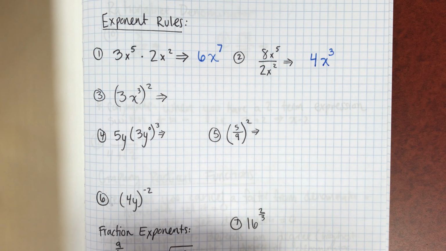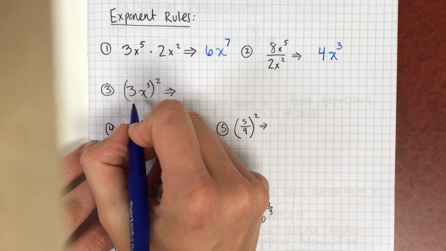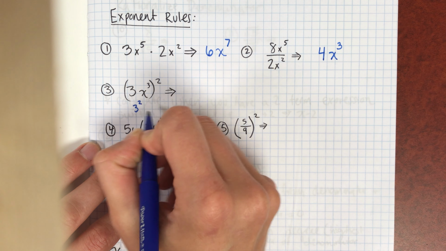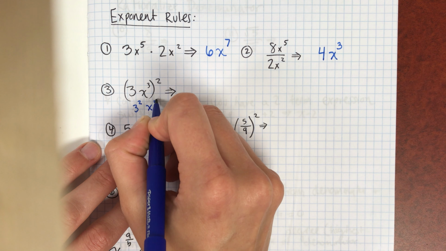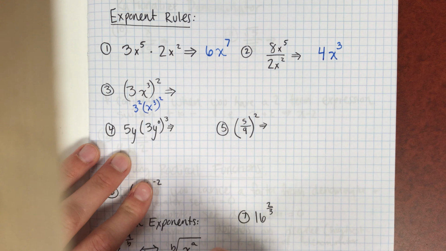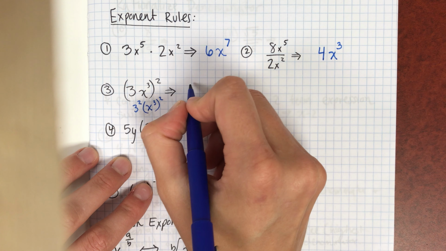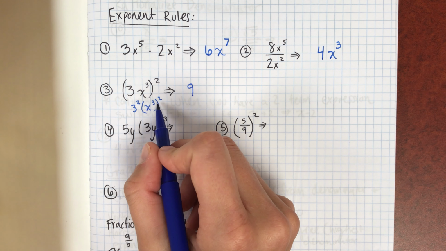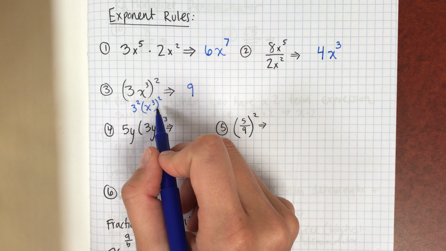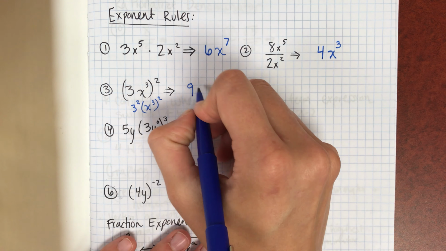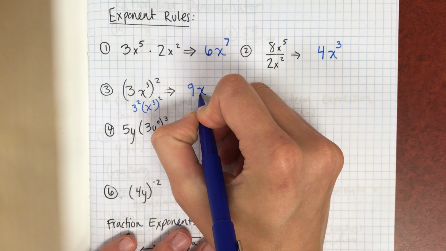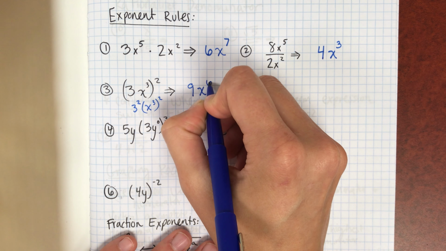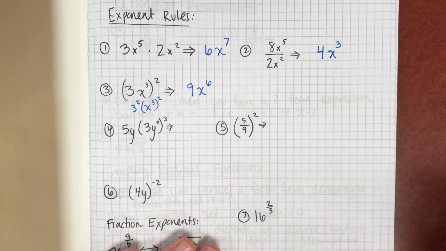When we square an object, okay, it means we are squaring everything inside the parentheses. So what this means is this is actually 3 squared and x cubed squared. All right, so 3 squared is 9. And with this, a power to a power, you are going to multiply. So this is going to be x to the 6th power.